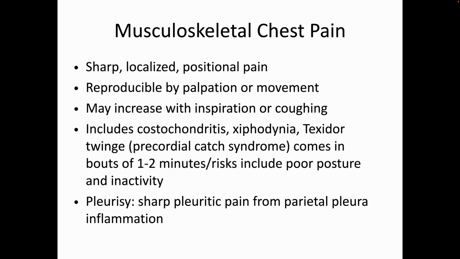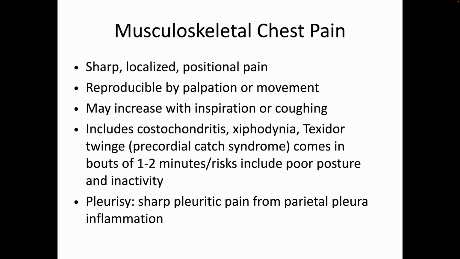It includes costochondritis, which is inflammation of the cartilage of the rib cage at their articulations with the sternum. Xiphodynia is also inflammation of the xiphoid process. Sometimes intractable pain actually leads to the need for removal of the xiphoid process. Otherwise, painkillers treat many conditions.